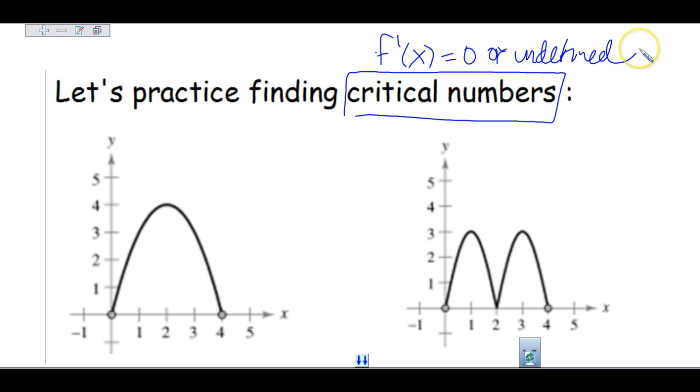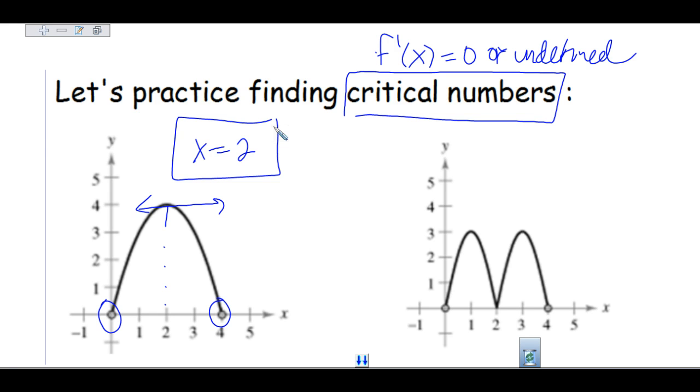Okay, so if we go ahead and look at this one right here, it appears to be a horizontal tangent right there, so there's a critical number at 2. Well, the function's also not differentiable here and here, but there's not actual points there, so they can't be critical numbers.